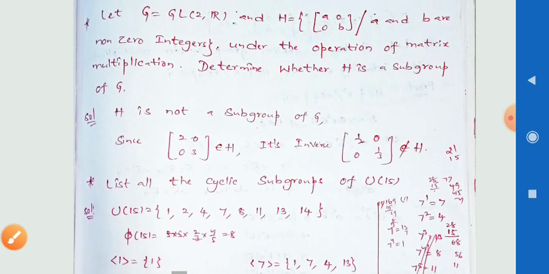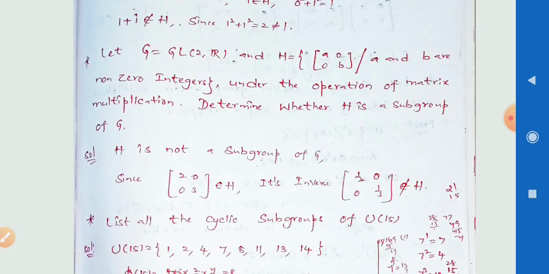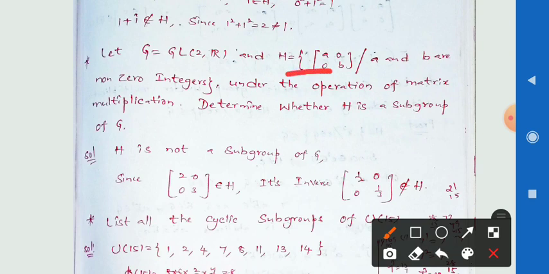For this, the solution: H is not a subgroup of G. For this I am showing the condition. Since the matrix 2 0 0 3 belongs to H, then its inverse, the set this one. Here H is the set. In the set I am taking the 2 by 2 matrix 2 0 0 3, which belongs to H, and its inverse 1 by 2 comma 0 0 1 by 3.